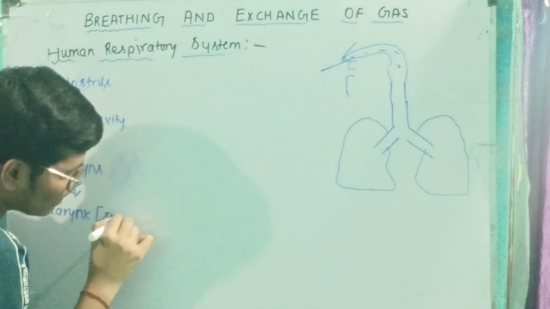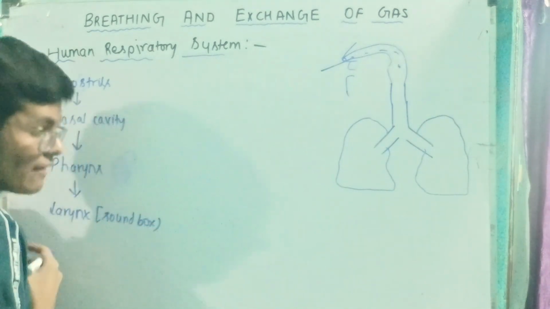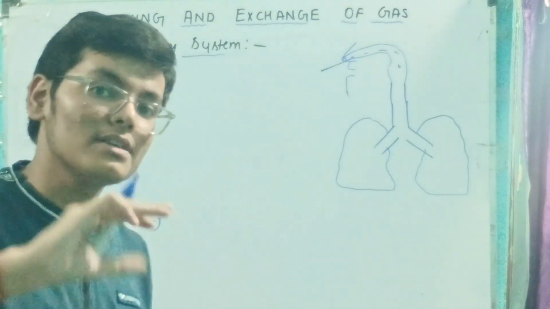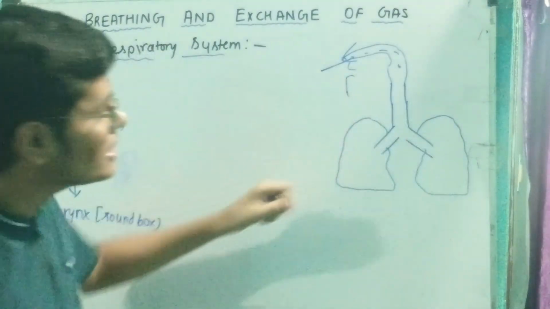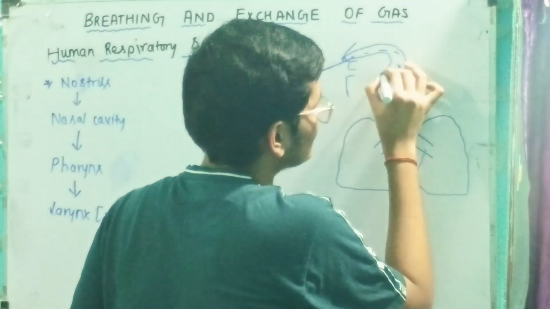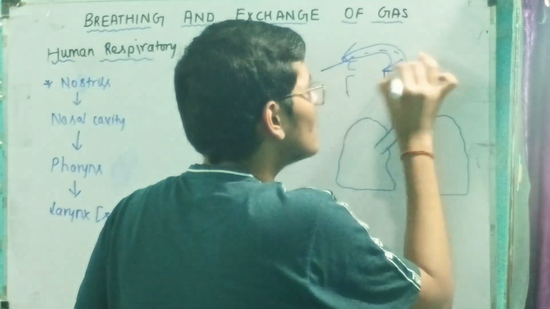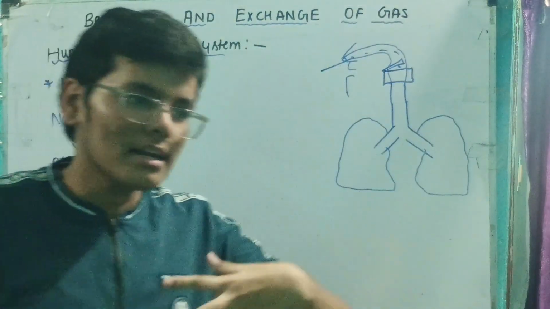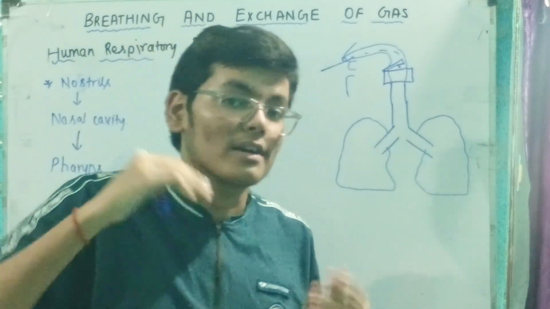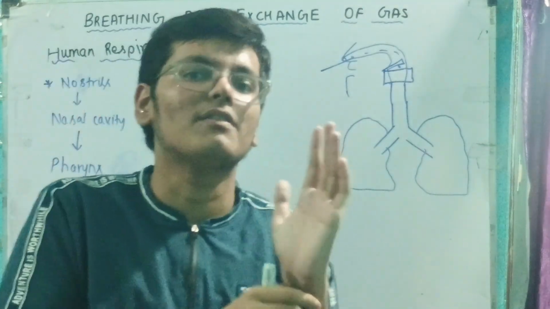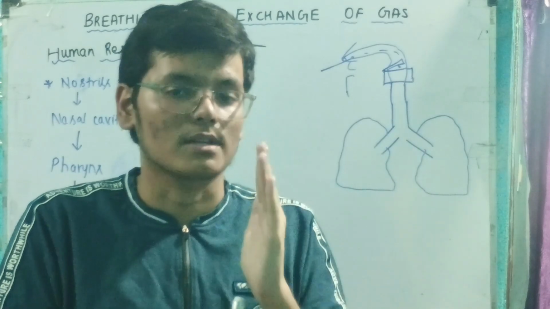Larynx is nothing but a sound box. We have learnt in detail about the larynx in our video about the human skeletal system. So here there is a sound box present that is called the larynx. This larynx has an outer cartilage covering. The uppermost layer of the larynx is called the glottis, and the glottis is covered by a flap called the epiglottis.